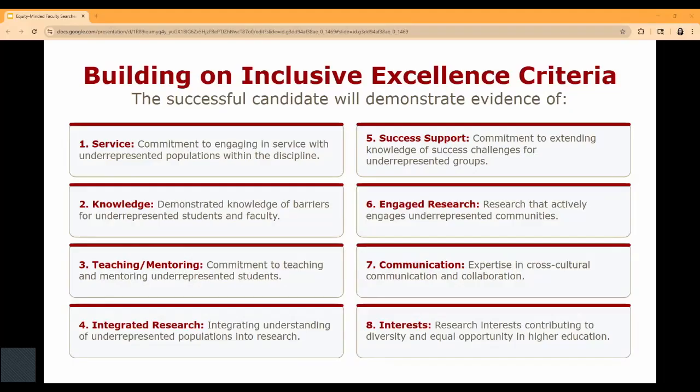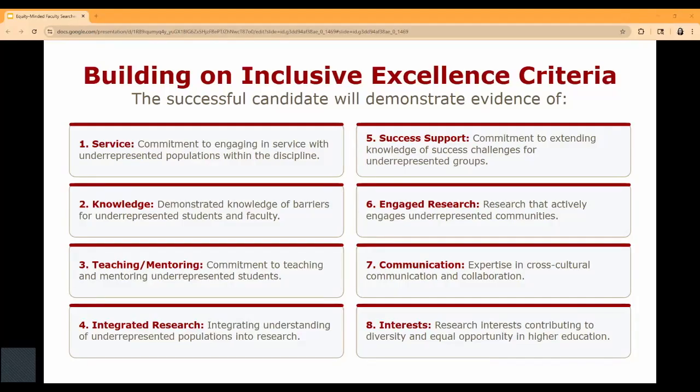It is important to emphasize that these criteria are not about the identity of candidates. Anyone of any background should be able to meet these criteria. The important thing is that we want to make sure that we are hiring faculty who can effectively serve our students and the mission of our institution.